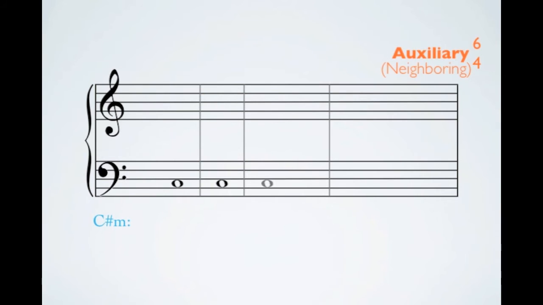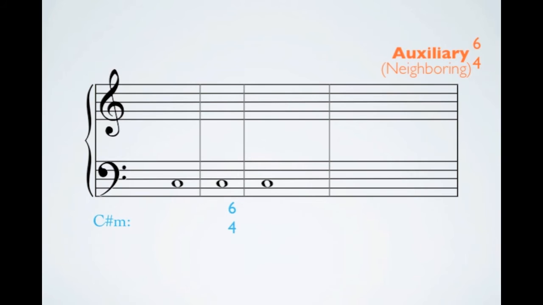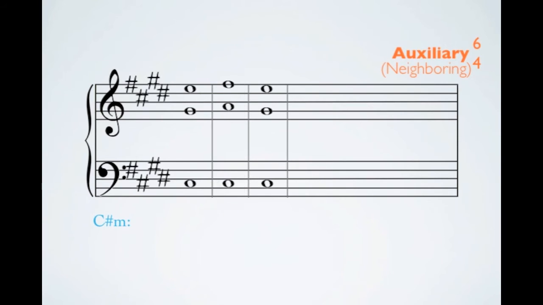Now it's your turn. Practice writing an auxiliary 6/4 chord progression, in this example in C sharp minor. Don't forget the key signature. This is actually very simple. Keep the C sharp stationary and move the soprano and the alto stepwise.